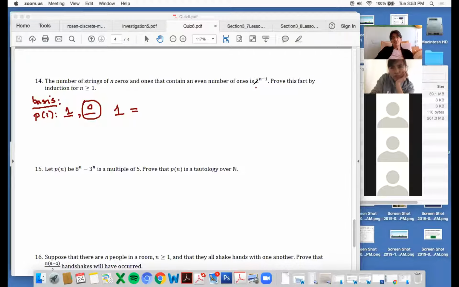And then we want to show that this is equal to 2 to the n minus 1. So if I plug in n is 1, I'm going to get 2 to the 0, which is 1. So it works for n is 1. It works for the basis step. Now the inductive step.